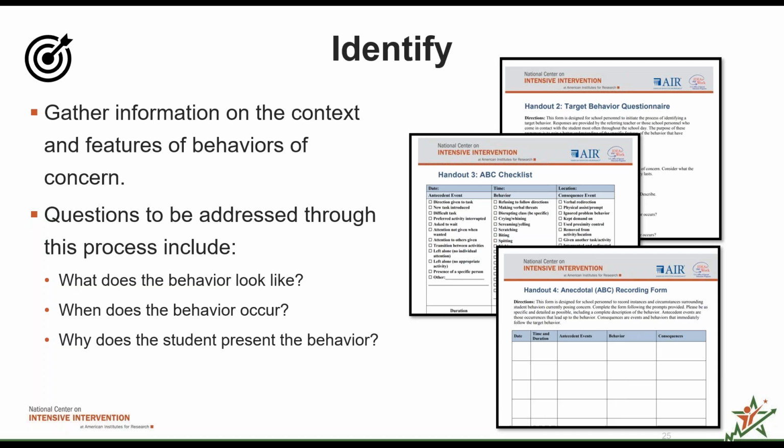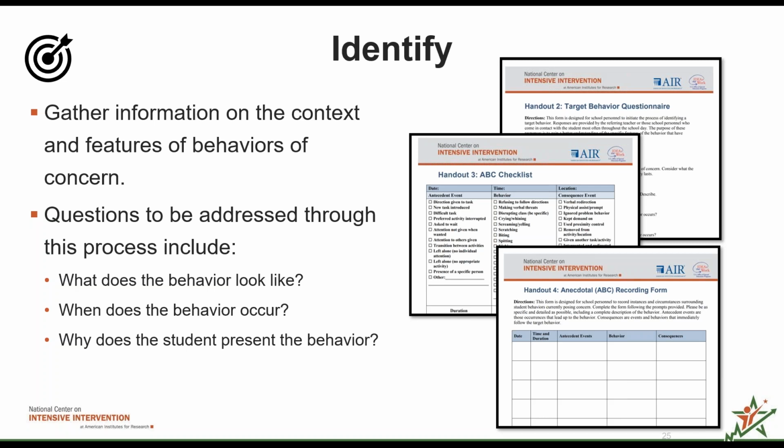So I'm going to spend some time now talking a little bit about the process. I'm going to spend a little bit of time talking about how we actually identify, prioritize, and operationalize this target behavior, right? And so what we need to do first in this identification process, we have to select a behavior or set of behaviors to focus on. This requires the collection of some kind of background information on the context and the features of the behavior.